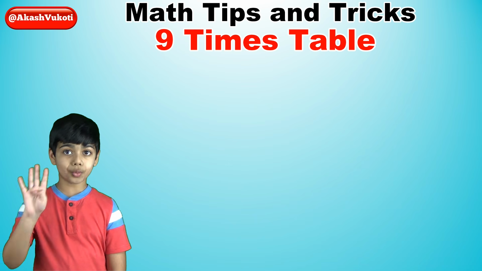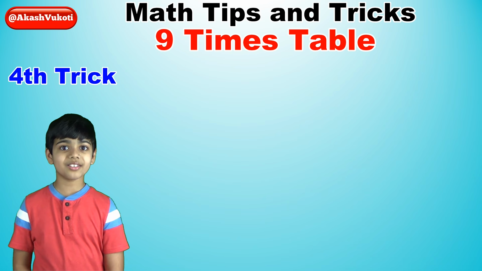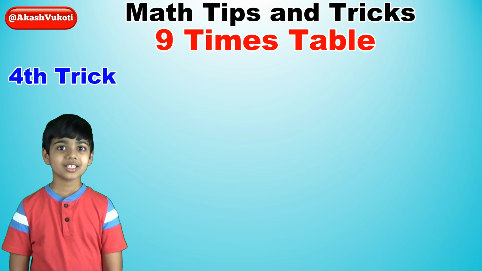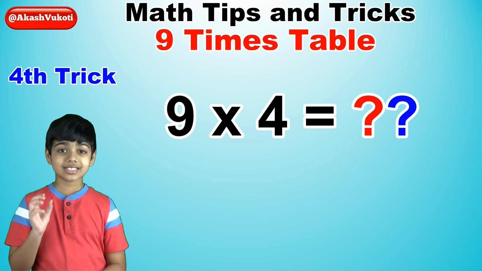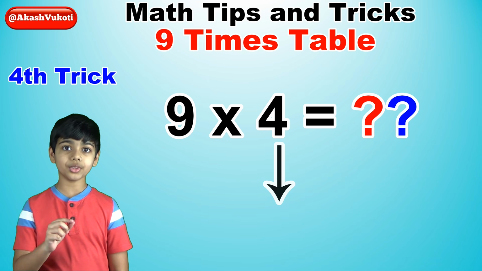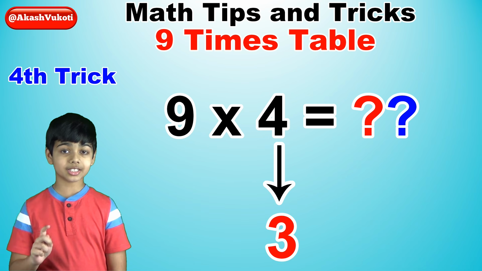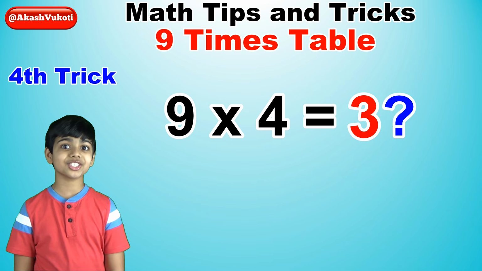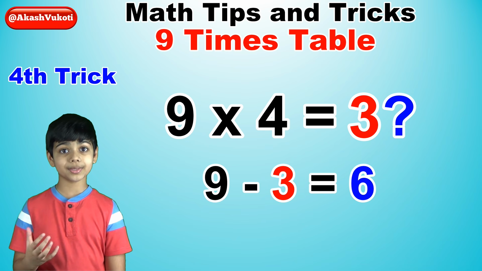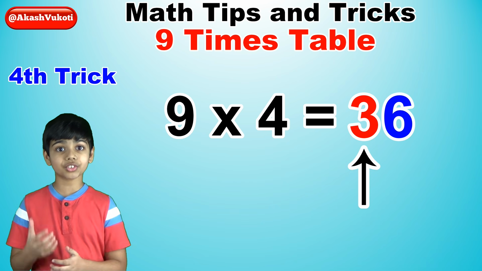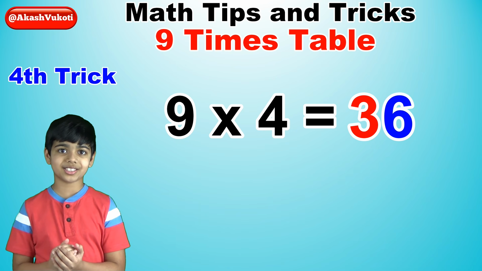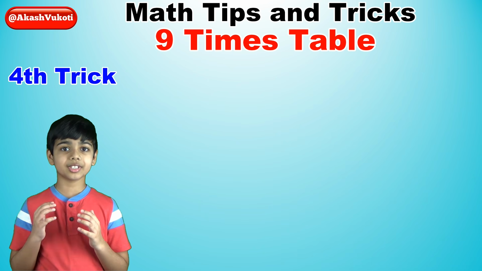However, there is the fourth trick, which is the quickest and fastest and easiest way to remember the 9 times table. Here it is. Say you want to multiply 9 times 4. What you have to do is take that number 4 and find the number before it, which in this case is 3. This number is the first digit. The last digit is found by subtracting this number from 9. So 9 minus 3 is 6. 6 is the last digit. So 3 is the first digit, 6 is the last digit. The answer is 36.